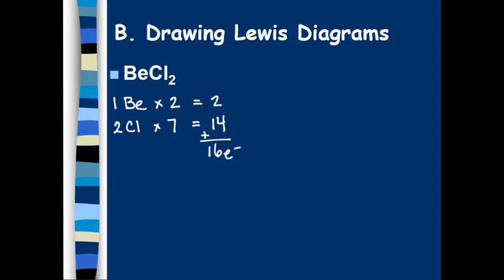Again, this is how many atoms of each element, and this represents how many valence electrons based on the group the element is in. Step number 2, arrange your singular atom in the middle. Well, beryllium is singular. There's only 1 atom of it, so it goes in the middle. And I only have 2 chlorine atoms, the Cl2.